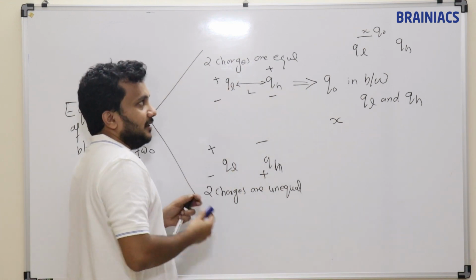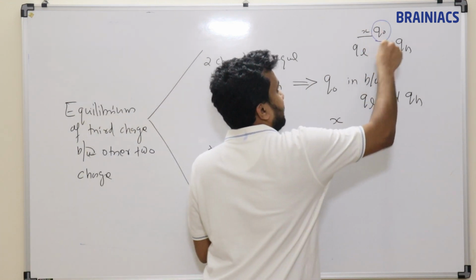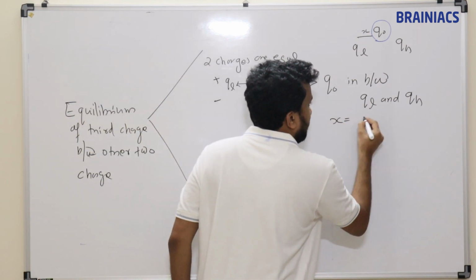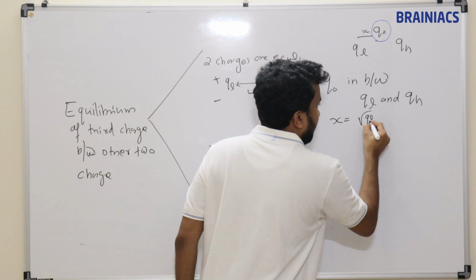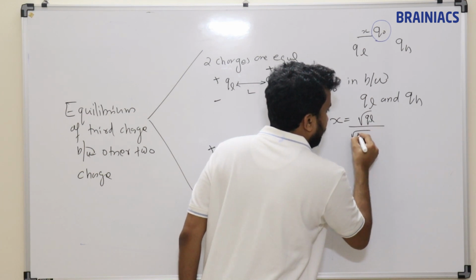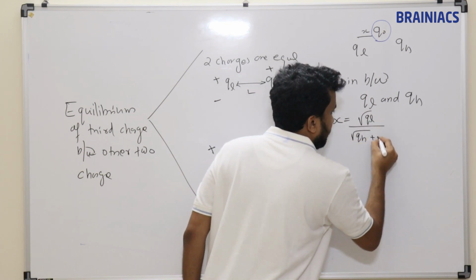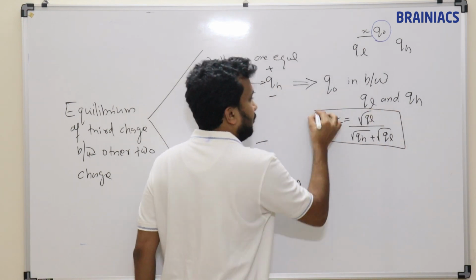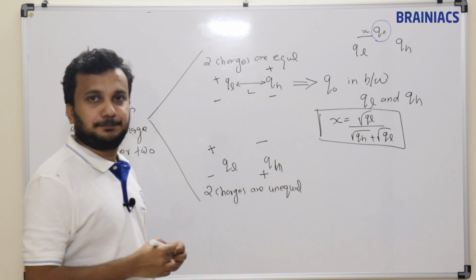So you have to highlight. This is our Q0. This position is important. What is the value of X? X will be equal to root of QL divided by root of QH plus root of QL. This is important. This is what you want to use for NEET and JEE.